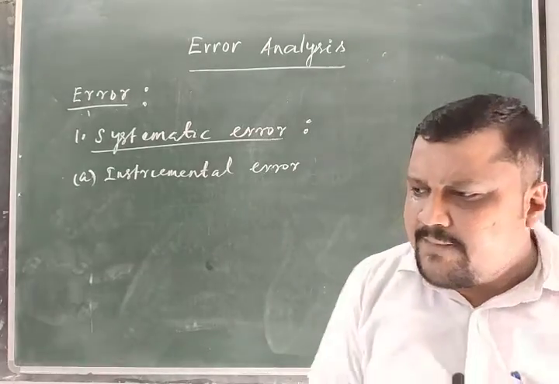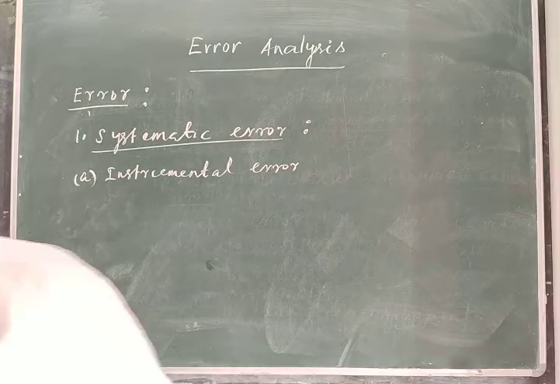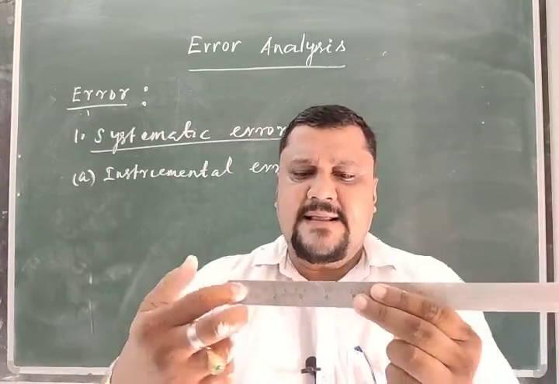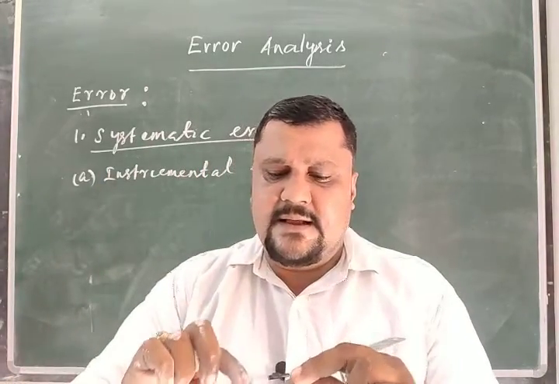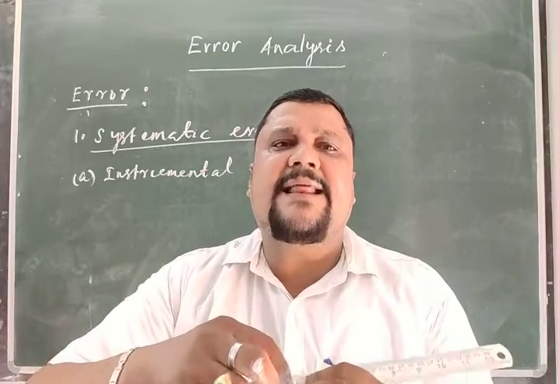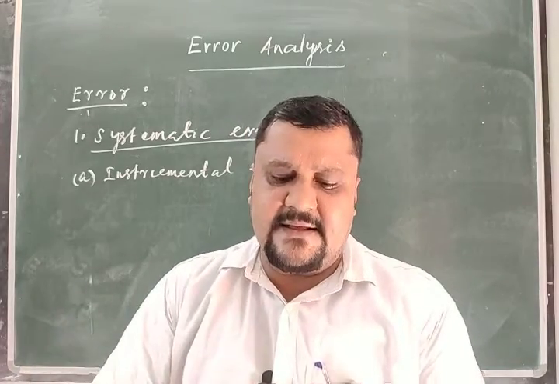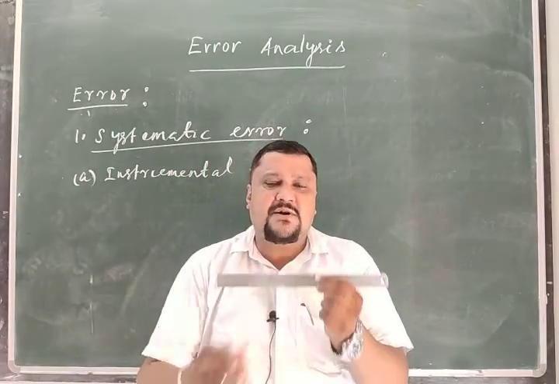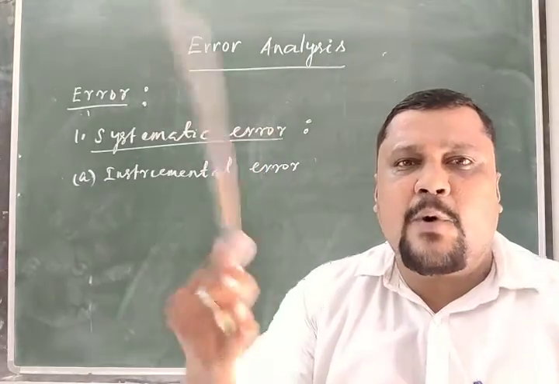Suppose I measure a length using a scale in which the divisions are given as 1 cm, 2 cm, 3 cm like that. But suppose the 9 cm mark is not there, and after 8 it is written 10, then 11, 12, 13. So whenever I measure a length of 18 cm, it is not actually 18, it is 17 cm, because the 9 is not printed here. This is a faulty instrument.